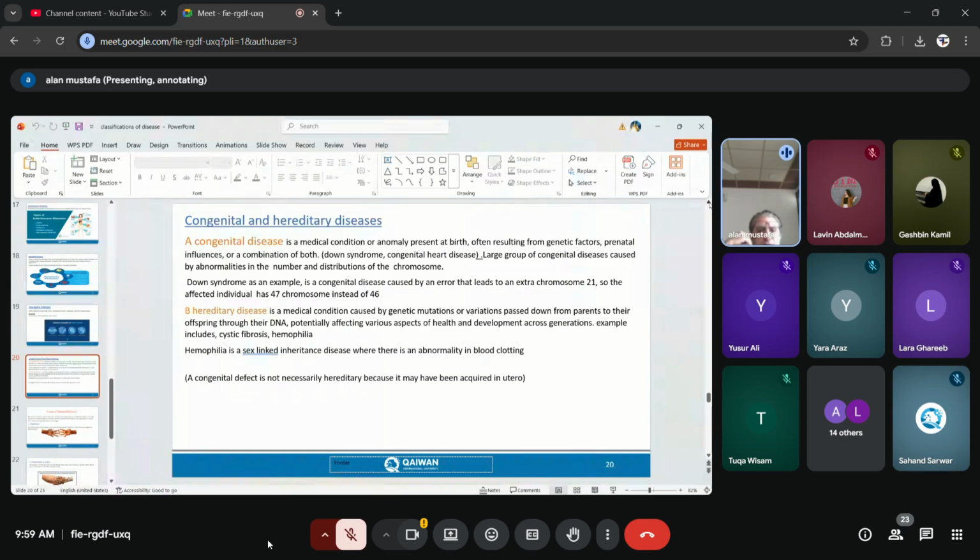Now we have congenital and hereditary disease. Please, you have to know the difference between congenital and hereditary. When we say congenital, we mean something, and when we say hereditary, it's a completely different thing. You have to read this and know what the difference is between congenital and hereditary. Someone tell me, what is the difference between congenital disease and hereditary disease?